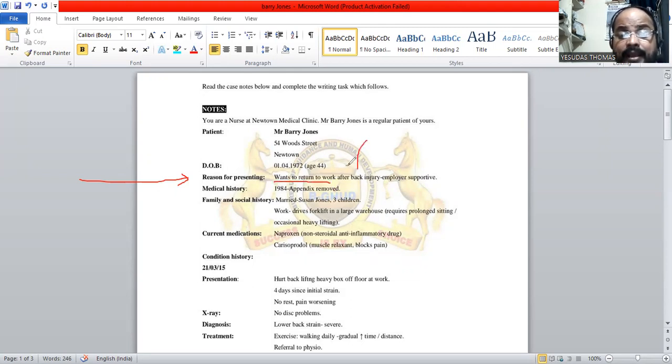He had a back injury, so after that, he wants to return to work. And one more thing is very important here: his employer is supportive in making him return to work. Regarding the return of Mr. Barry Johns to work, the employer is very much supportive.